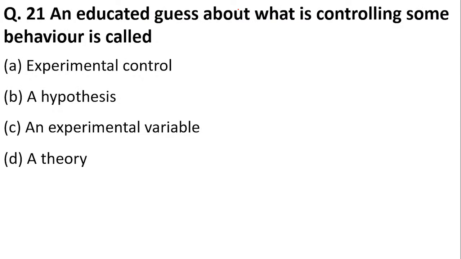An educated guess about what is controlling some behavior is called experimental control, a hypothesis, an experimental variable, or a theory. So, an educated guess about what is controlling some behavior is called a hypothesis. I told you a hypothesis is an idea or an educated guess about something.